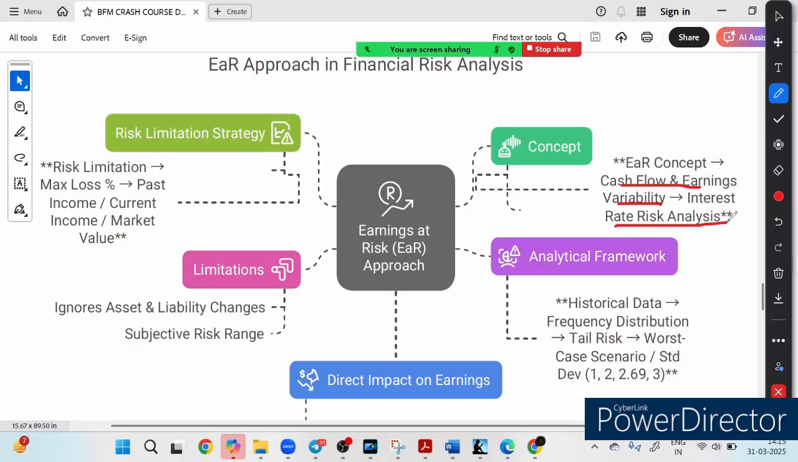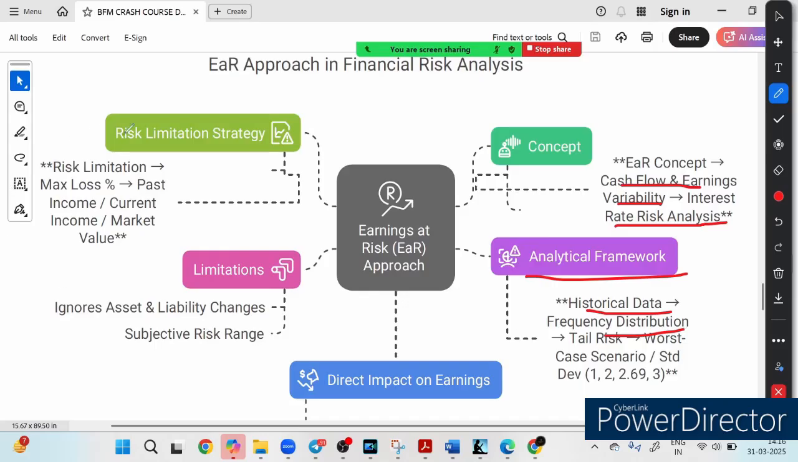Now if you look at the analytical framework here, on the bottom right side, EAR relies on historical data and frequency distribution to estimate potential loss. It provides you the earning at risk. It considers the tail risk, that means the extreme but possible worst case scenario. That is called the tail risk, right? It uses a statistical measure like standard deviation to quantify the uncertainty.